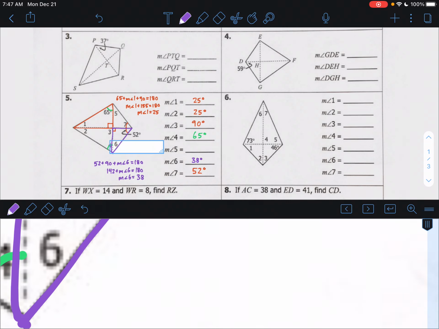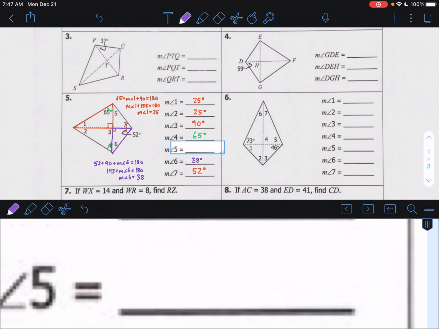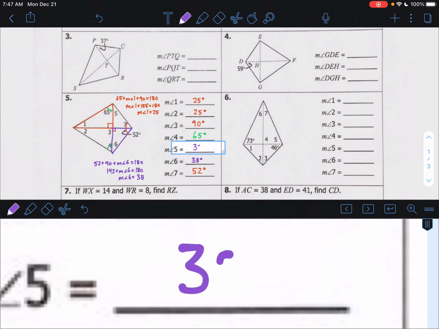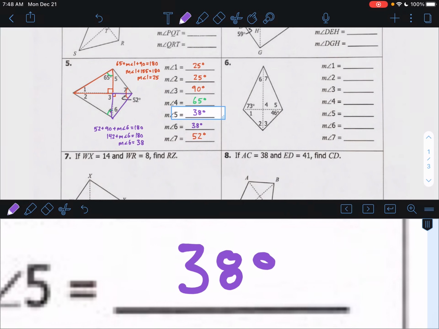And I know that angles 5 and 6 are going to be congruent. So since 6 was 38, 5 is going to be 38. And that's how you would solve number 5. And you would do the same thing relatively for number 6 there.